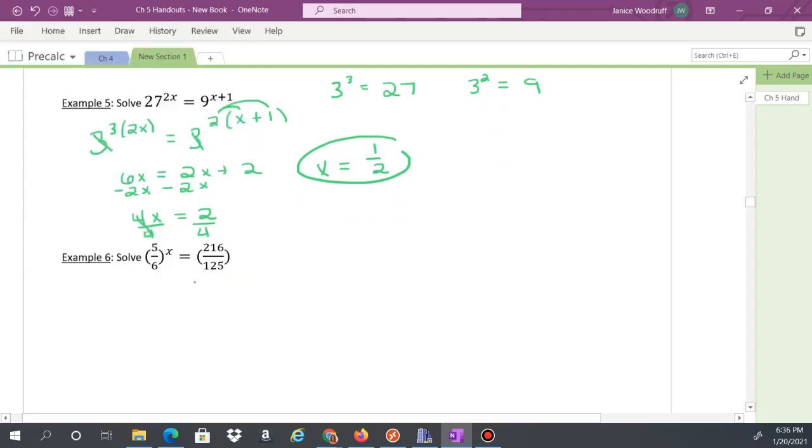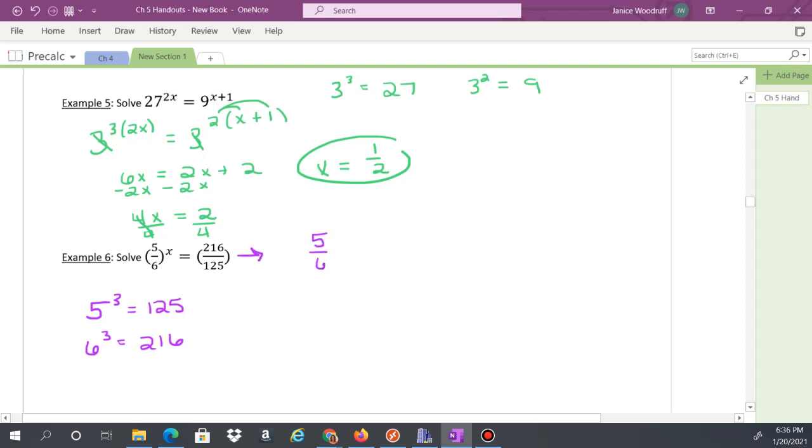Okay, so let's take a look at example 6. This is a little bit tricky here. 5 and 6 don't have any roots, right? So think automatically to how they relate to the next one. Now this is 216, which relates to 6, and 5 relates to 125, right? So we know this. 5 cubed is 125. 6 cubed is 216. So let's start rewriting it like this.